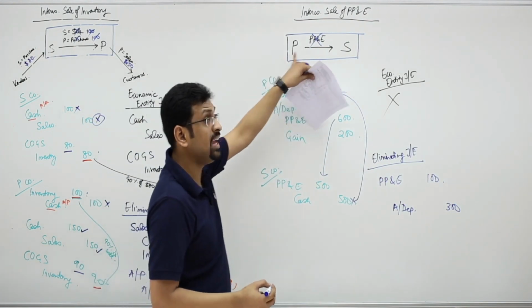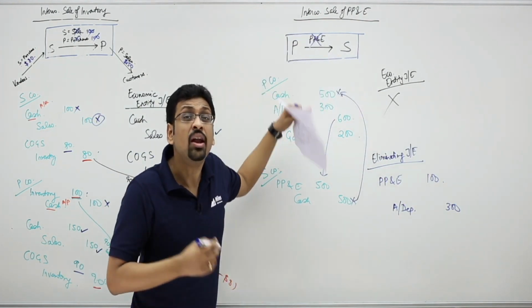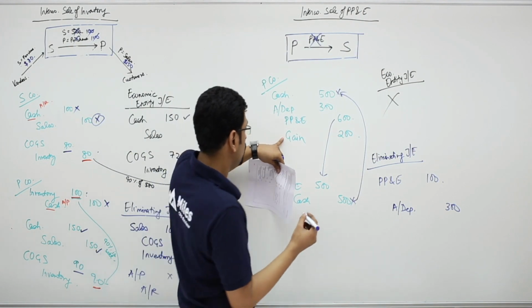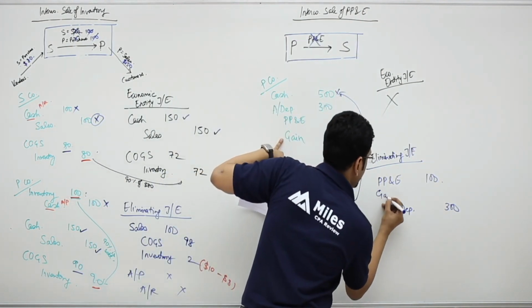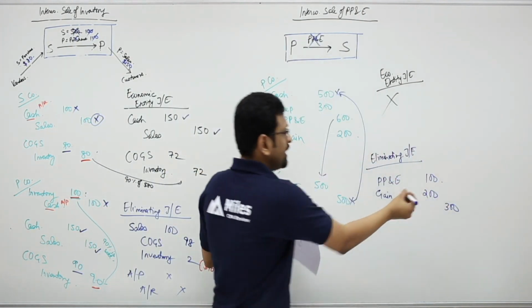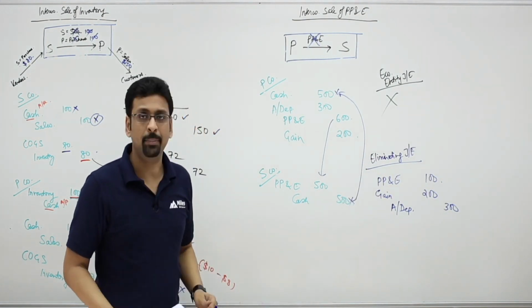Can you have a gain when you're selling PP&E to each other? No, you can't. Need to reverse this. So gain is credit, now need to debit it. So this becomes the simple, easy eliminating journal entry.